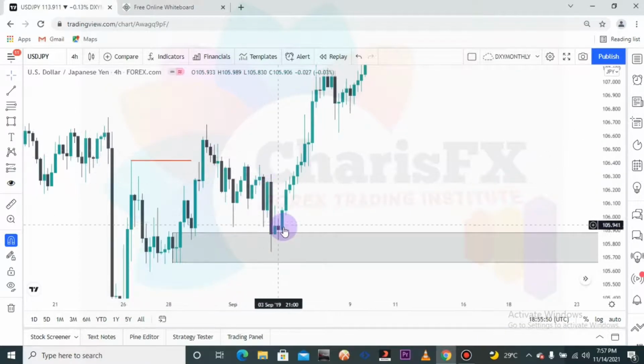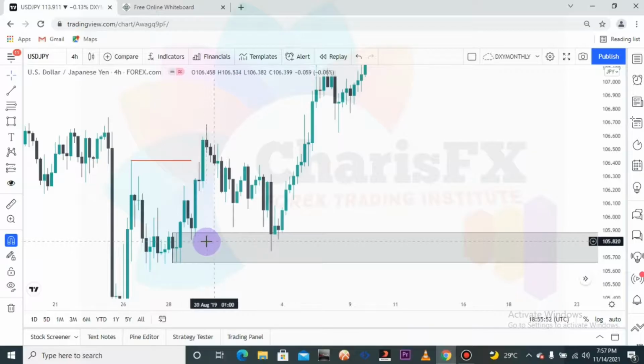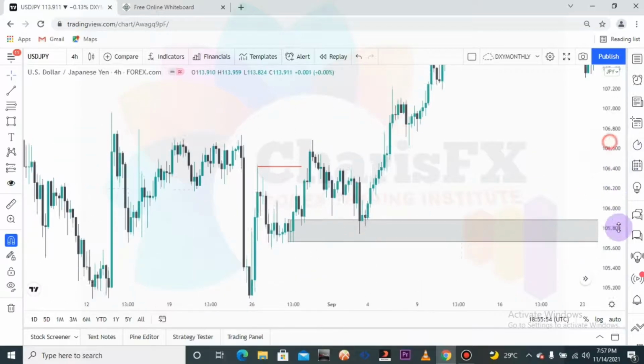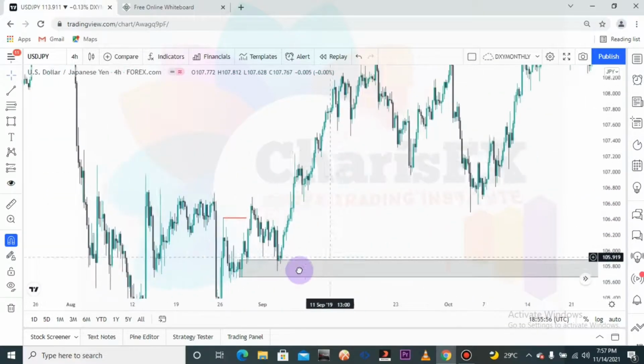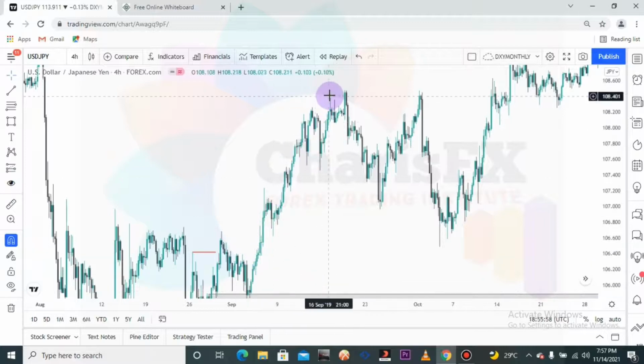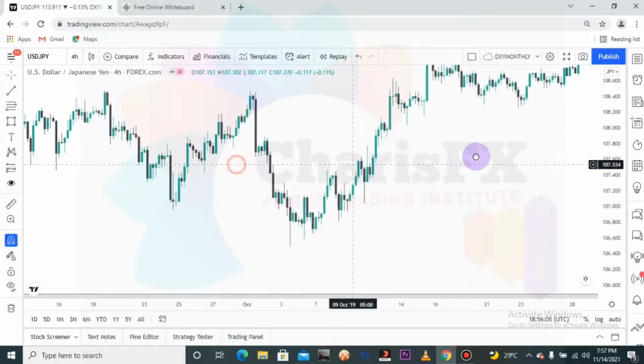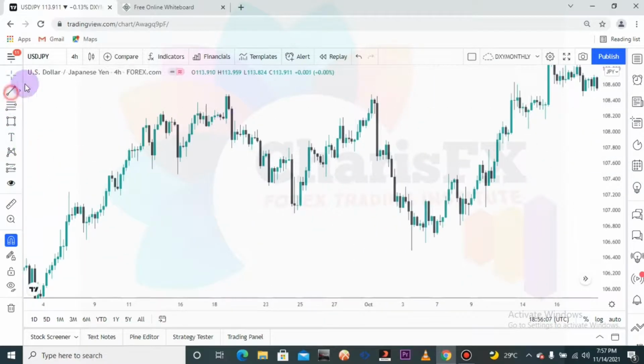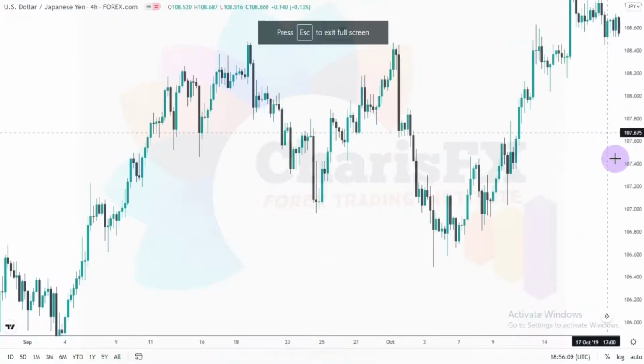Look at how price returned into that order block, picked up those orders, and price has been bullish since then. Price has been bullish, guys. Now look at this. I can do this over and over again.